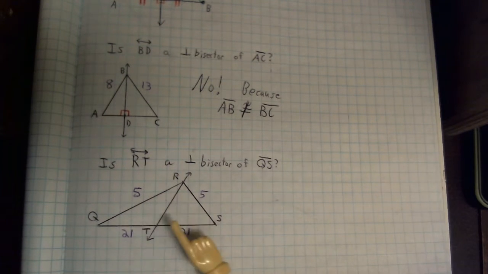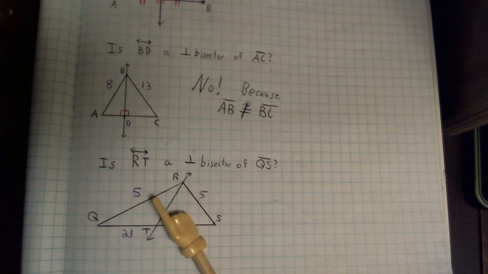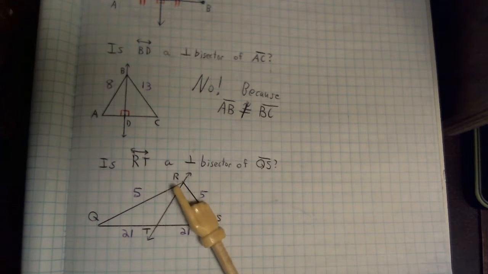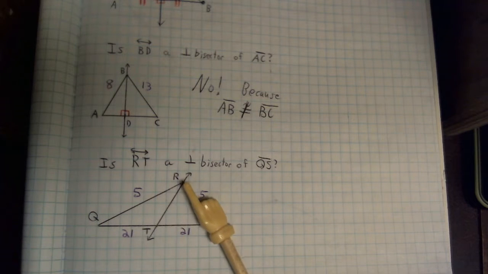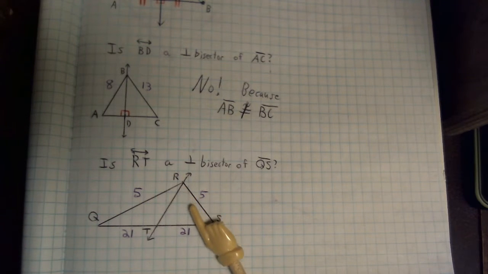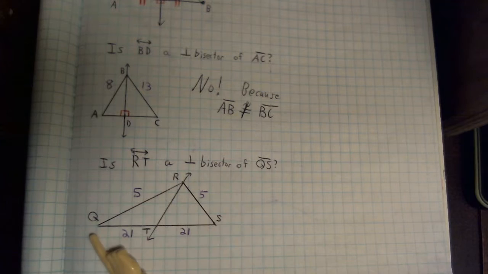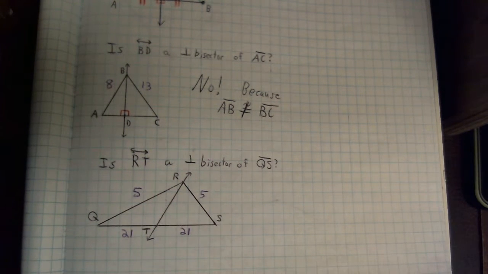Our pictures are not necessarily drawn to scale. What we want to look at is information that's given to us. Right now, I notice that I have QR is the same distance as RS according to the information given to me in my picture. So right now, this point is equally distant away from each endpoint of this line segment.